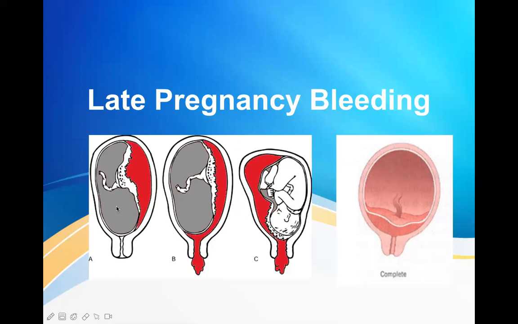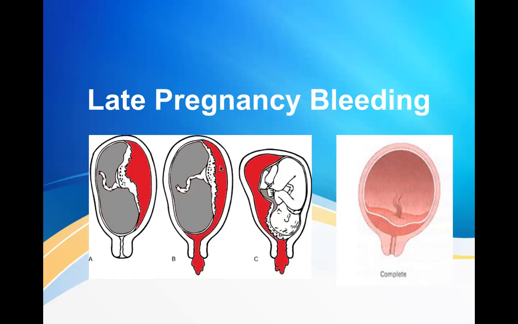So see here, this A, B, and C, which are part of the same spectrum of the problem, is called abruptio placentae. Here is a formation of retroplacental clot. This is a placenta, and there is a blood collection in between the placenta and the uterine surface. This is called retroplacental clot, which is a very common phenomenon in antepartum hemorrhage caused by abruptio placentae. So this is a concealed type of clot.